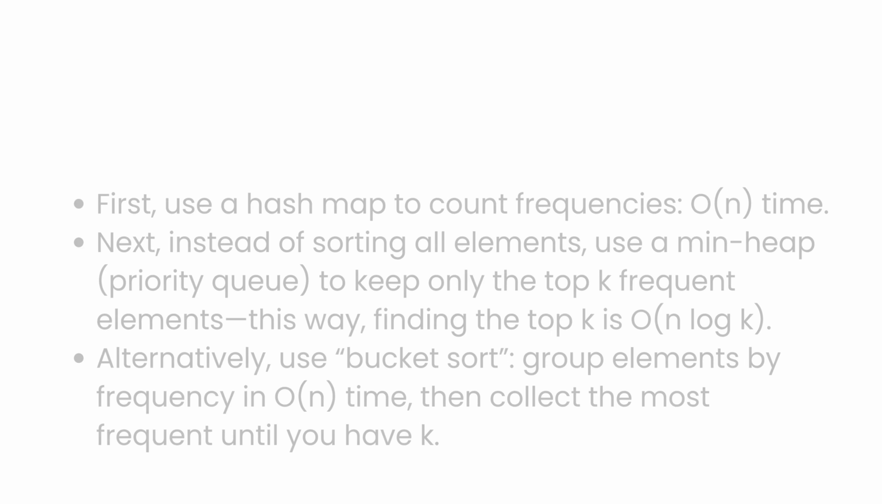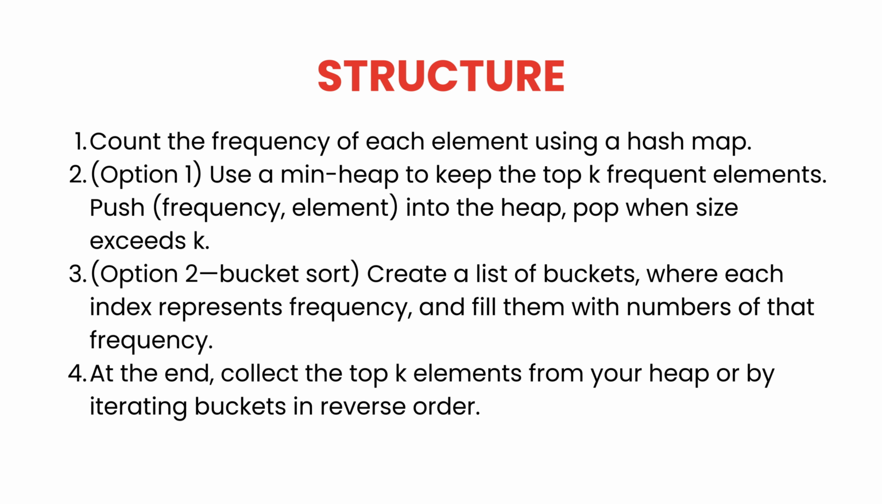Here's our plan. Count the frequency of each element using a hash map. Option 1. Use a min heap to keep the top k frequent elements. Push frequency and element into the heap, pop when size exceeds k. Option 2. Bucket sort. Create a list of buckets, where each index represents frequency, and fill them with numbers of that frequency. At the end, collect the top k elements from your heap or by iterating buckets in reverse order.